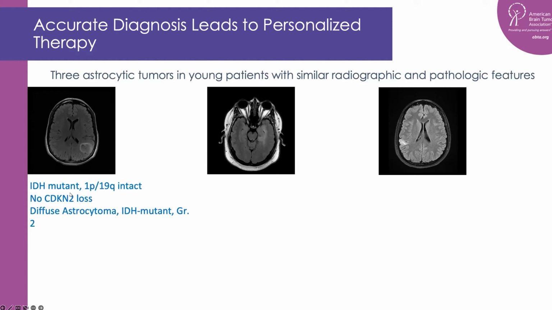So this tumor had an IDH mutation, was 1p19q intact, like we talked about, and had no CDKN2 loss. We'll talk about this in a second. So this tumor was a grade 2 astrocytoma, IDH mutant. However, this tumor was an IDH wild-type astrocytoma, but had that EGFR amplification. So as we talked about, this is actually a glioblastoma, even though it doesn't look like one on the scan.